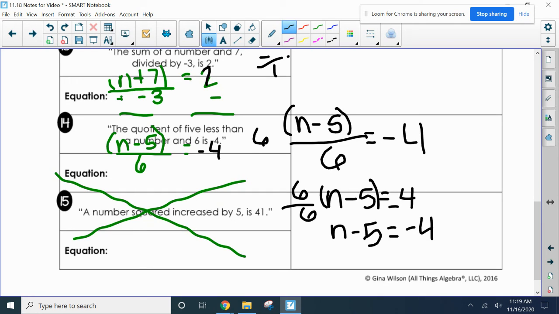We get rid of subtraction with addition. And n is equal to negative and a positive. Subtract, keep the bigger sign, 1.